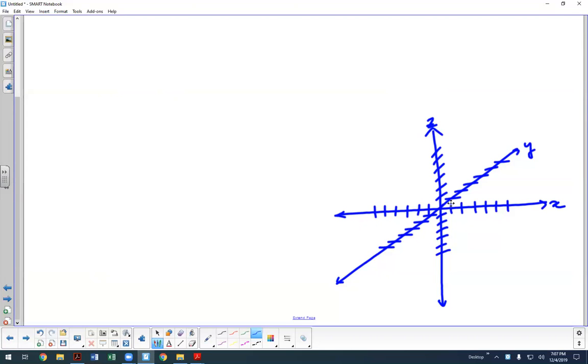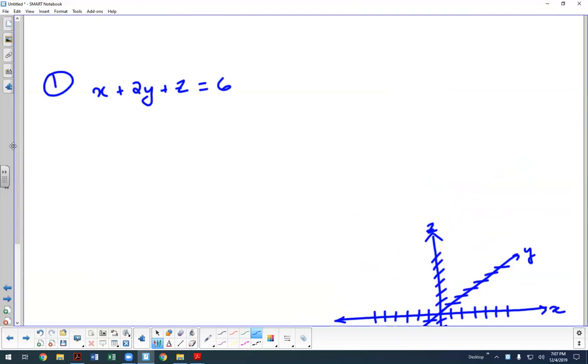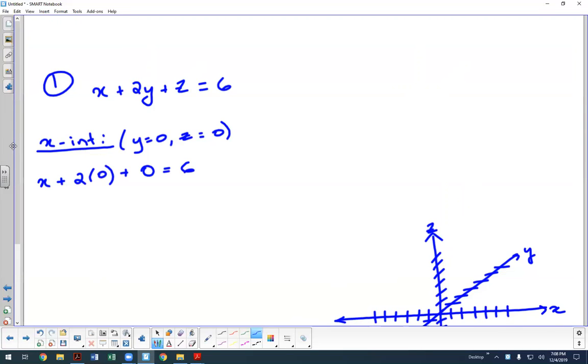Okay, so let's try and find those 3 intercepts or vertices for our triangle. Let's start with the X-intercept first. Remember, just like we do in a two-dimensional line, if we're trying to find X, we are making our Y and Z values 0. So that means I will have X plus 2 times 0 plus 0 equals 6. 2 times 0 is 0, and those disappear, and you end up getting X equals 6.